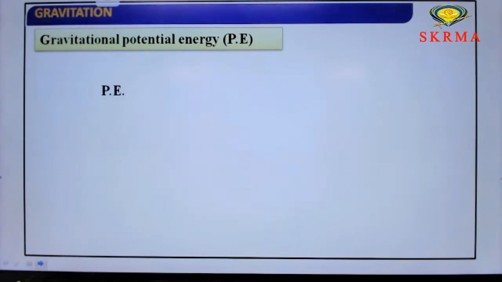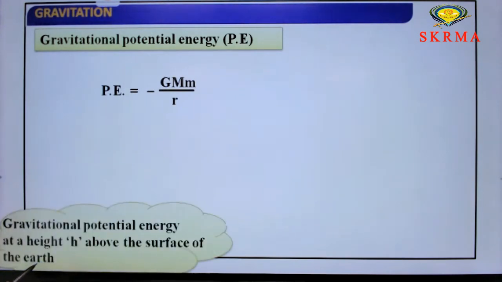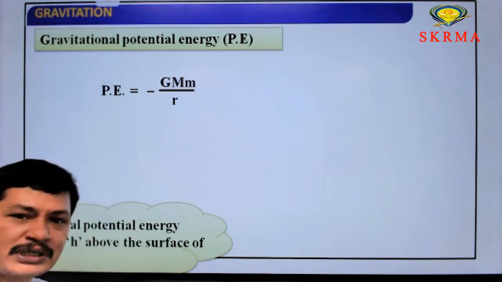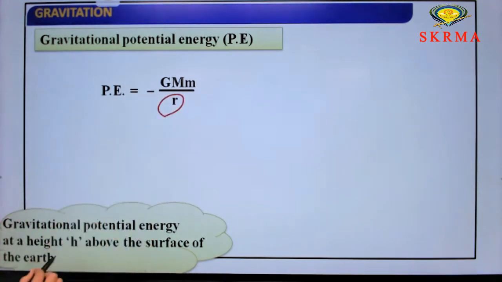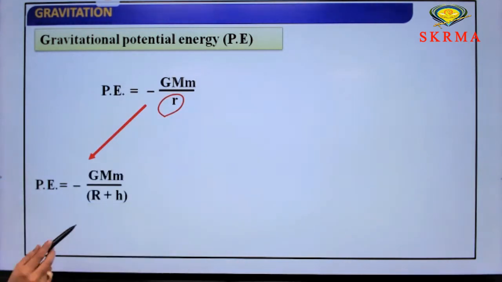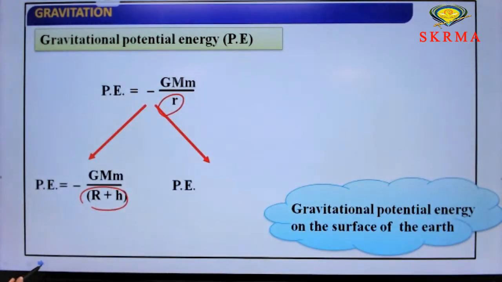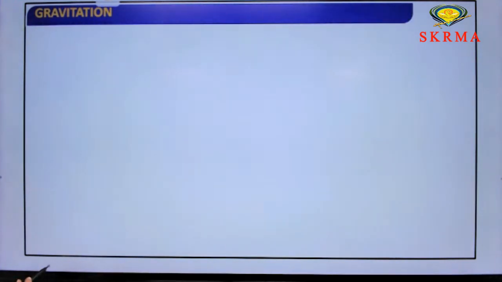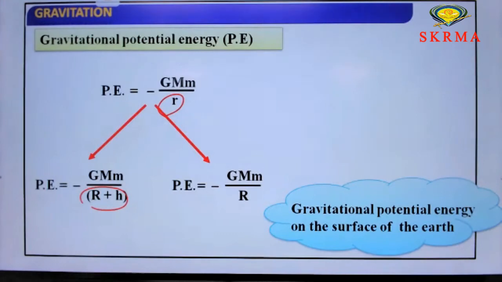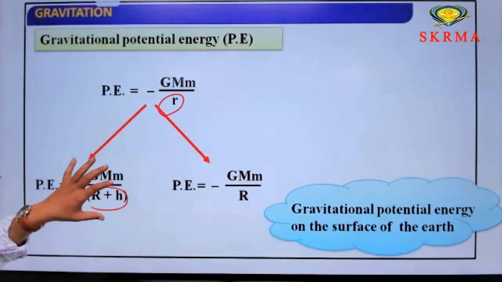The next one is gravitational potential energy. You already derived the equation: GMm by R. For the gravitational potential energy at some height h, just replace R by R plus h. If you want to find the gravitational potential at height h, just replace R by R plus h. On the surface it is GMm by R; at height h, it is GMm by R plus h.